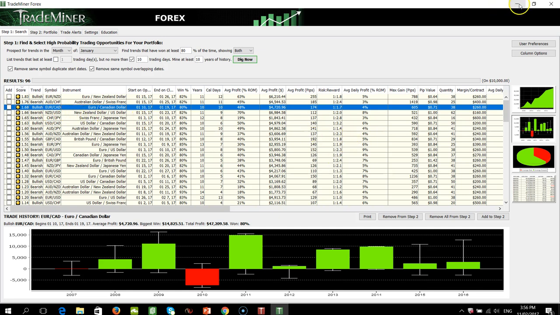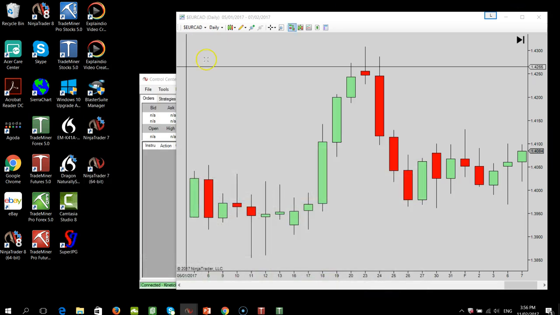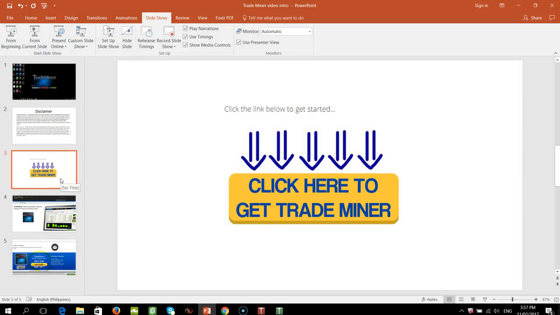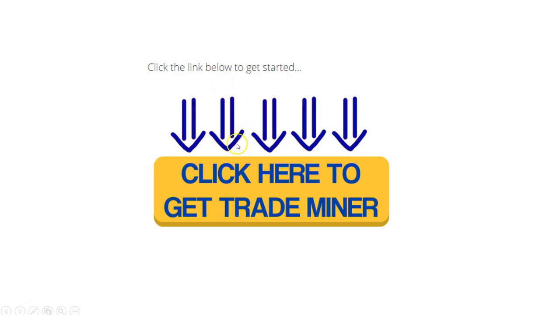Again, I'm not going to go through all of them. Just get the software and play around with it. I think it will definitely help your trading. And what do you have to do? Just go, on this web page, scroll down to the bottom where I have this, click here to get Trade Miner, and you click on there.